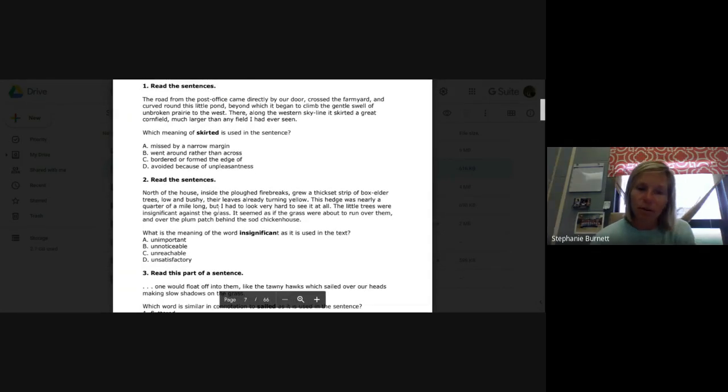And this is 8th grade vocabulary practice items. Some of these things you might have heard before. We're going to read a few of them together and just practice, and then you can do the rest of them on your own. It says to read the sentences for number 1.